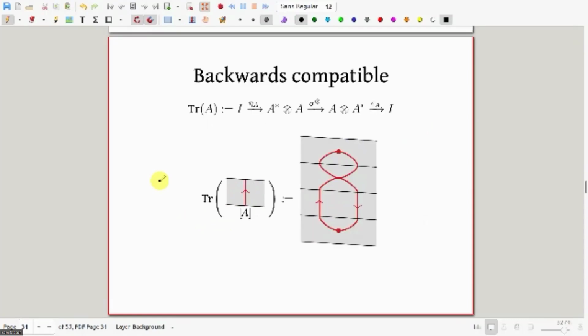Now, the cool thing about this stuff is that it's totally backwards compatible. Whatever you're used to doing with your monoidal categories, fine, it just lives on sheets in the same way. You can keep doing that stuff. You just have these multiple layers now.